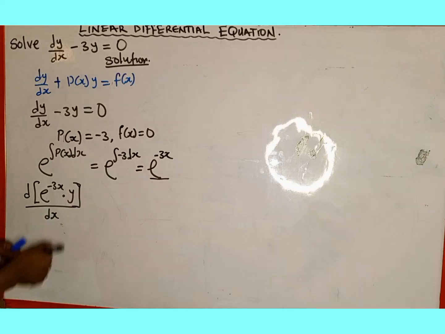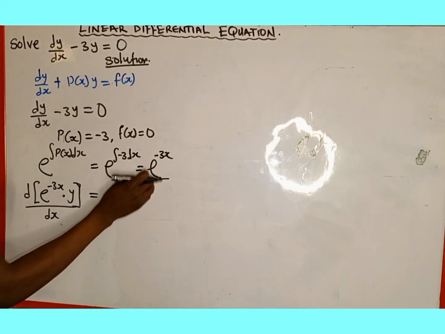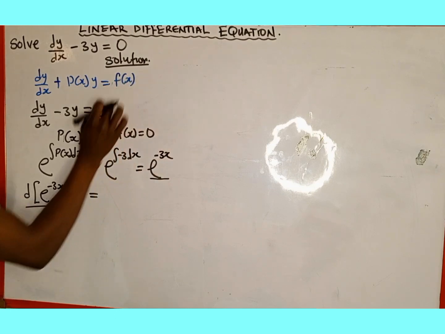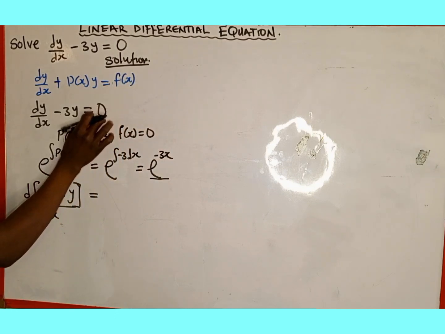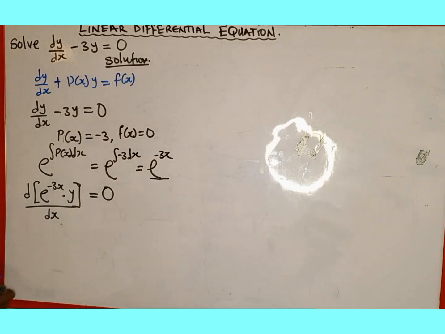So there's nothing here. Which is equal to the integrating factor e to the power of minus 3x multiplied by f of x, which is 0. Anything multiplied with 0 is going to be 0. Therefore, this place is going to be 0.